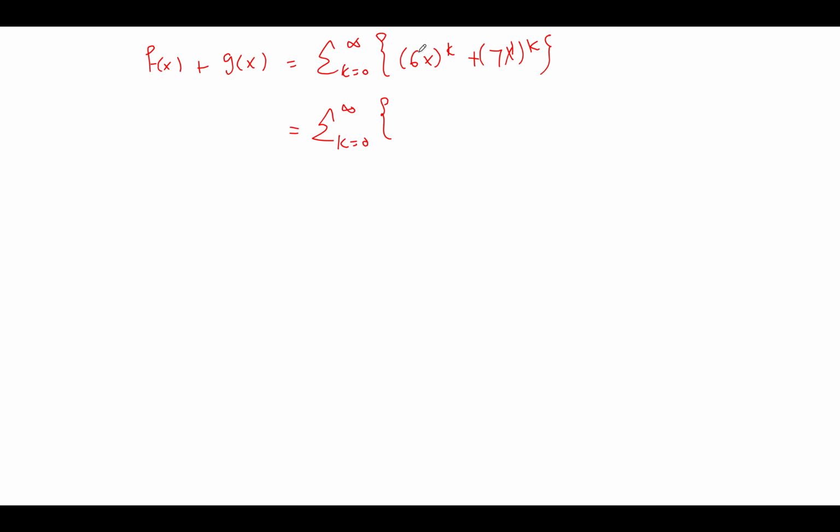Okay, so the last point we reached here, that f of x plus g of x is equal to summation starting from 0 until infinity, and we got here (6x) to the power k plus (7x) to the power again k. Okay, now we need again to distribute the k here. So here we got 0 to infinity. Then we can see that this is equal to 6 to the power k x to the power k plus 7 to the power k x to the power k.